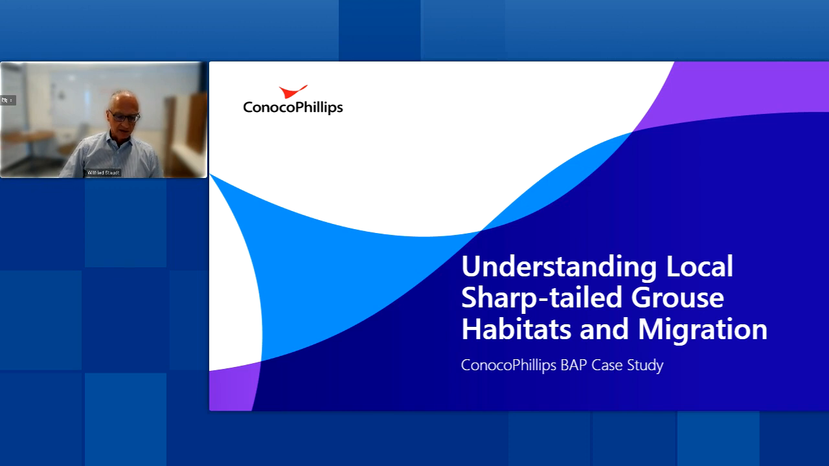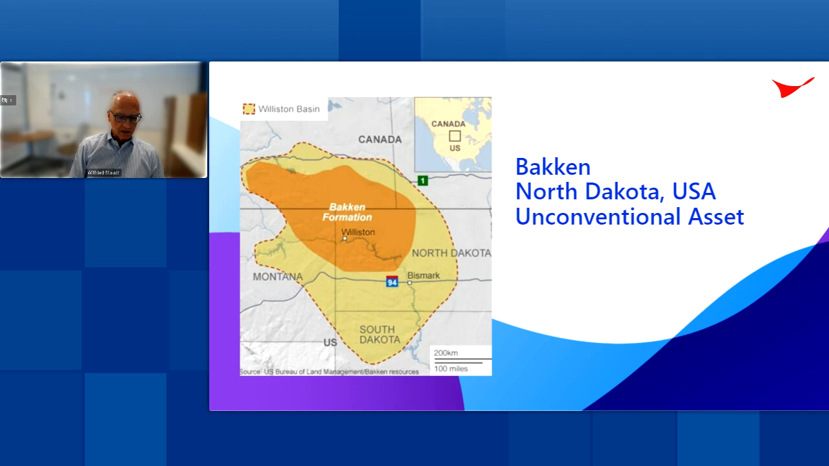The ConocoPhillips biodiversity case study is about understanding local sharp-tailed grouse habitats and migration. Now, the study was completed for our Bakken unconventional asset, which is located in North Dakota, north central U.S. Our position in the Bakken, our lease area, is approximately 560,000 net acres. For those who prefer hectares, that's about 224,000. So it's a significant, large area.